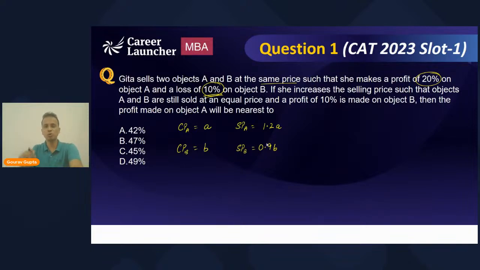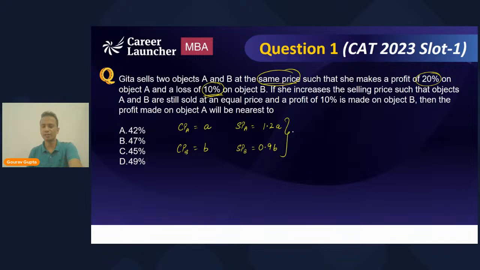Please tell me yes or no. Are you clear with this? How have I written 1.2A and 0.9B? Yes or no? Perfect. Okay.